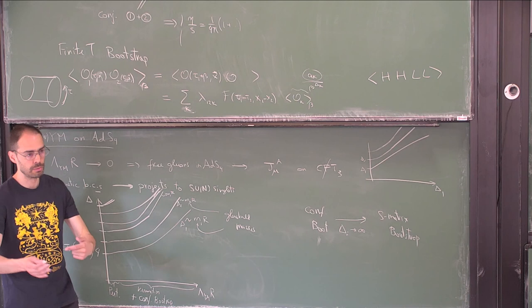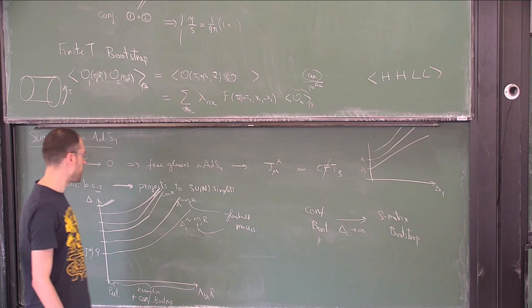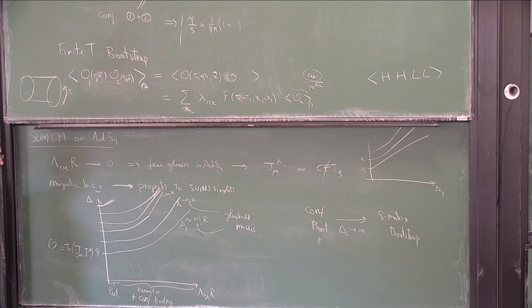I thought the bootstrap typically gives you bounds, right? So wouldn't you just know that delta 2 has to be bigger than or smaller than something, and how can you then track it unless it sits at a kink or whatever? Yeah, no, that's true. We would have to search for some observable that is extremized by this solution, and then we would keep that.